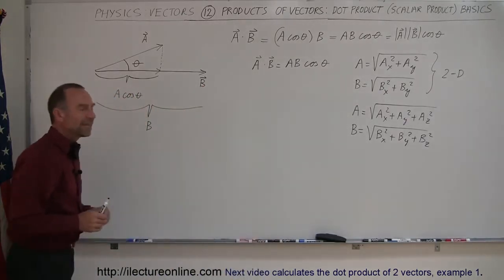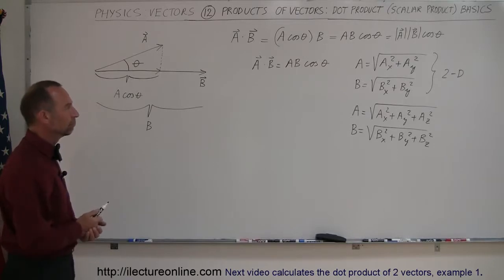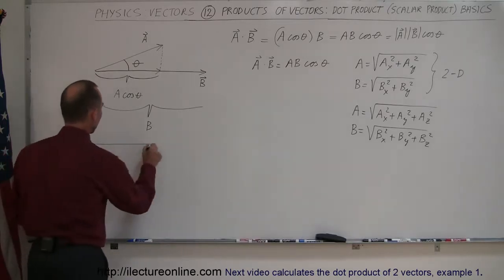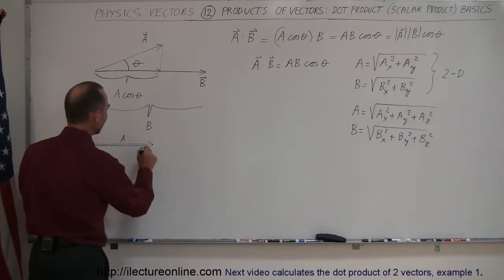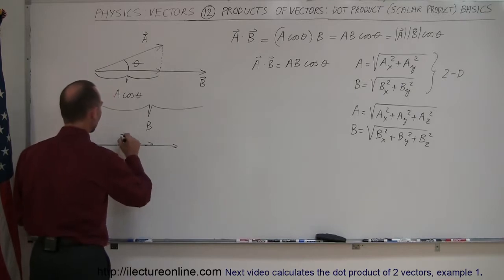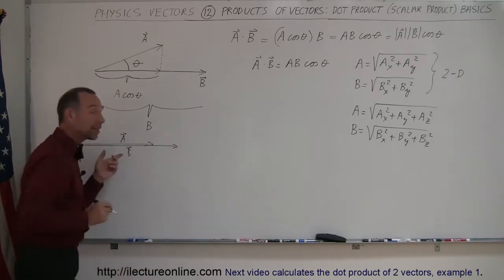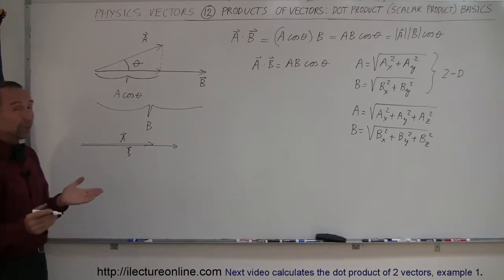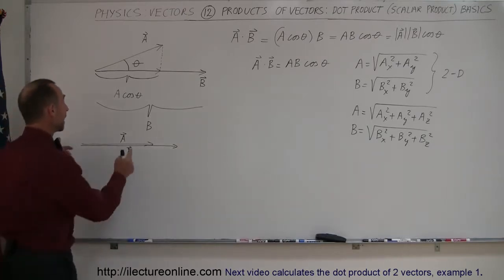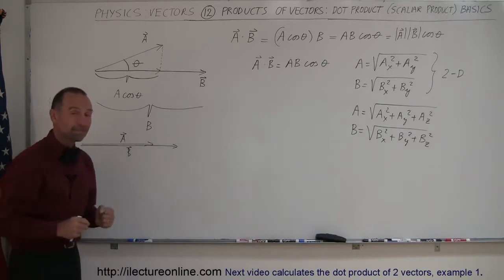Now notice, what if the angle between them is 0? What if you had vector A like this, and vector B like this? They don't even have to be the same length. Vector B can be like this. Then the angle between them would be 0, and the cosine of 0 is 1. So when you take the dot product, it's simply the magnitude of A times the magnitude of B.